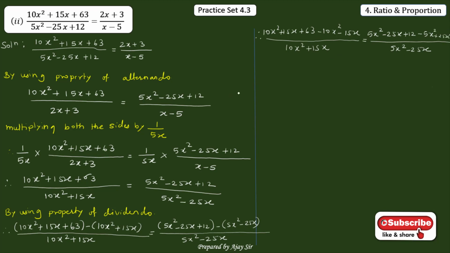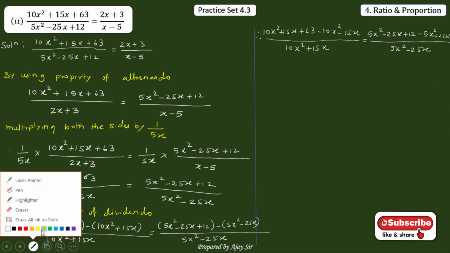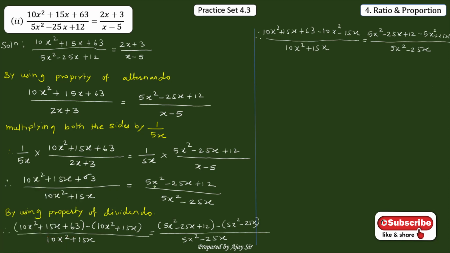So some terms get cancelled now. You can cancel those terms. By using different colors we will do it now. See that now. Here this plus 10x² and this minus 10x² get cancelled.